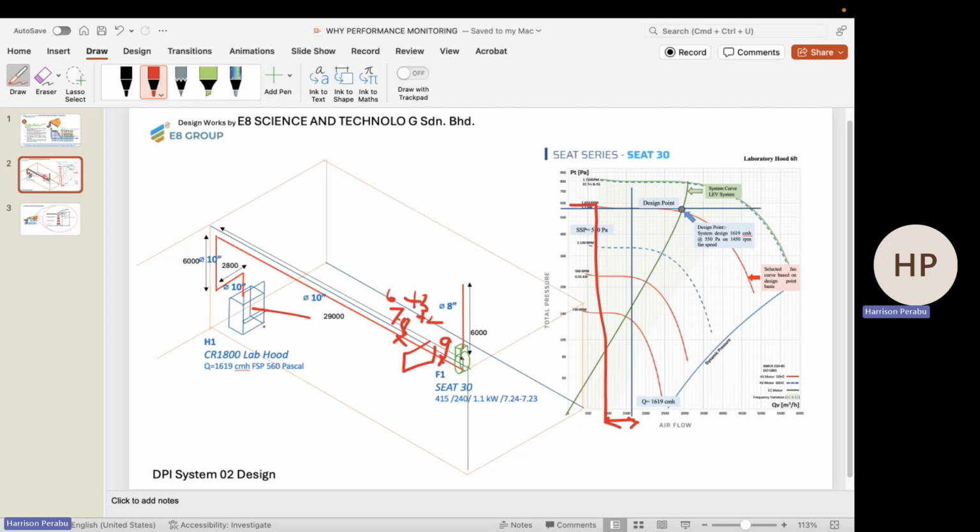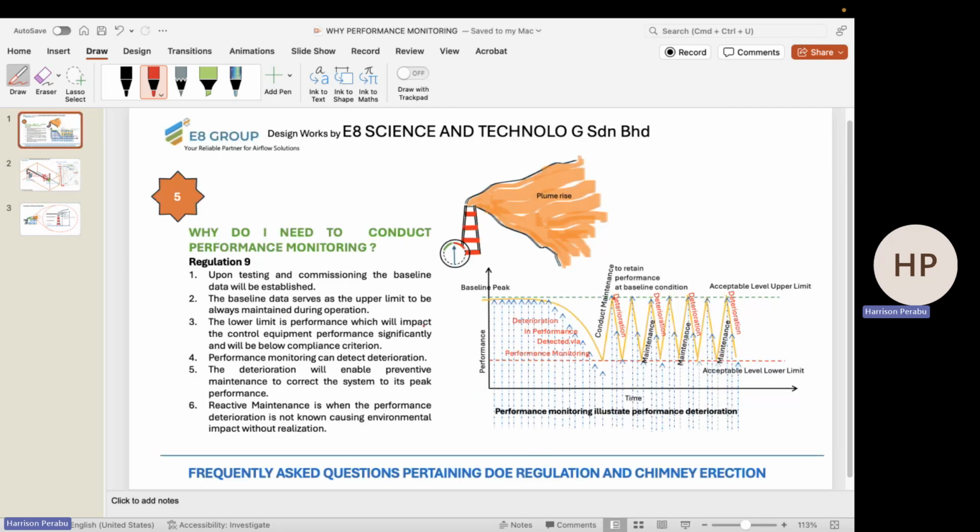What's the bare minimum? If you want to really look at the theoretical part, it is until the airborne contaminant is causing exposure to the worker. So that is the primary objective, you see, of our ventilation system. Now let's get back to the baseline.